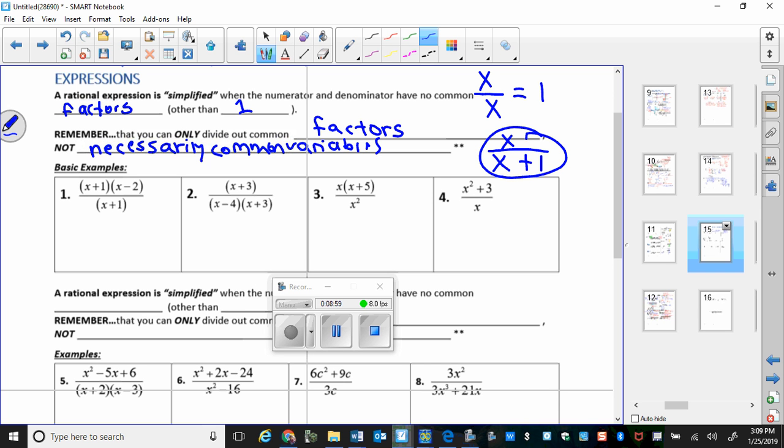This is a simplified version of this problem. This is a simplified version of this, but you can't divide out of x. You can't just say that that's equal to something else. That's the most simplified form of that fraction on the bottom.